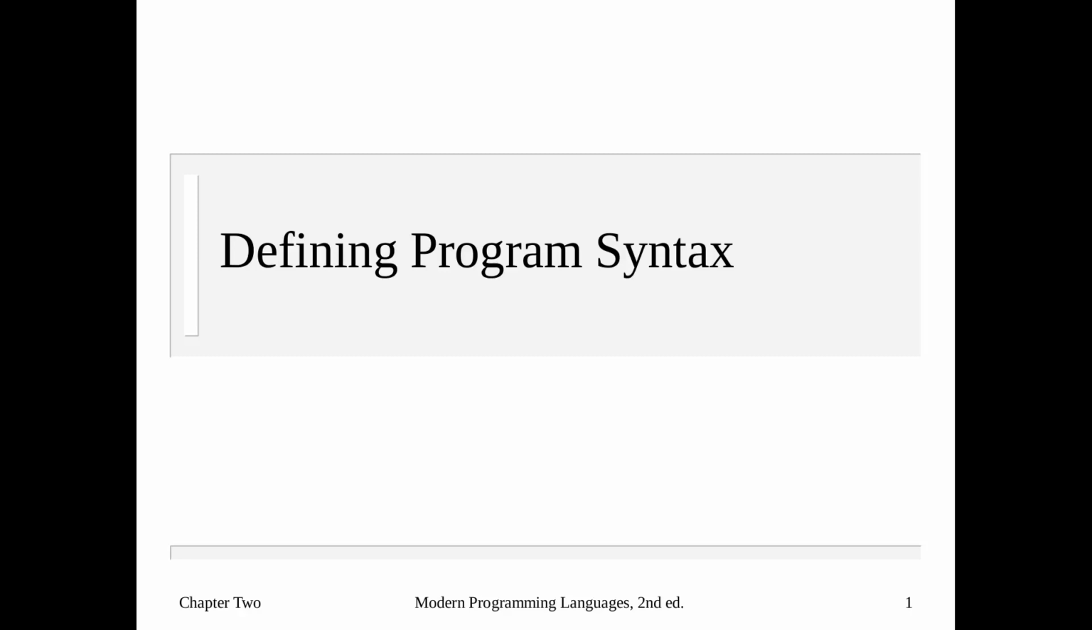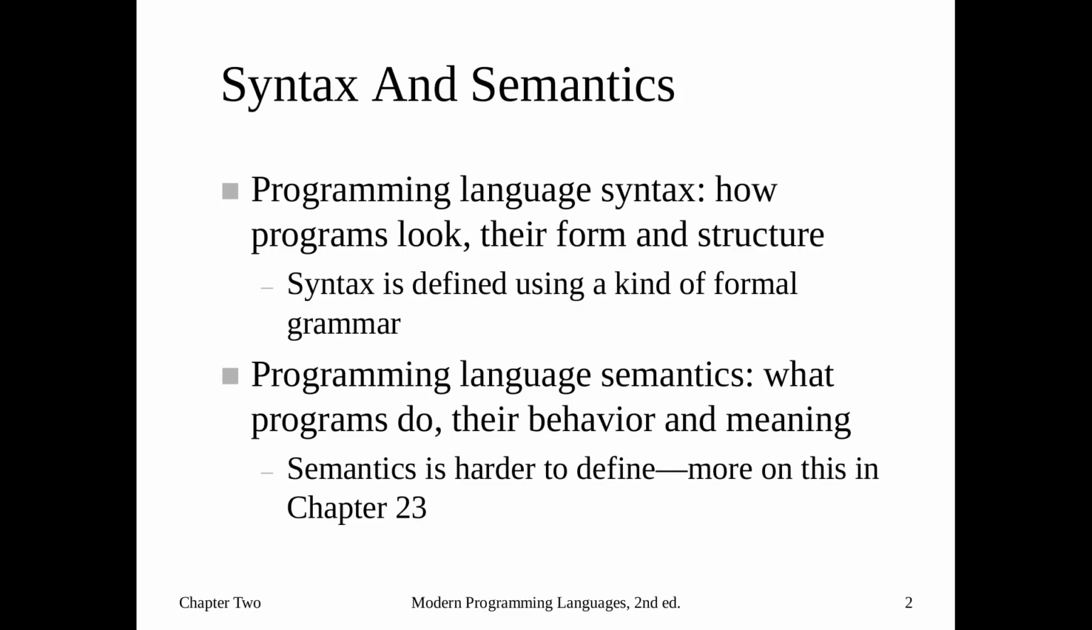Alright, so this is the CSCI 305 Programming Languages lecture on program syntax and how we define it. So, syntax and semantics. The interesting thing is programming language syntax, or how it looks, which also defines its form and structure, is defined by using a formal grammar. Programming language semantics is what they do.